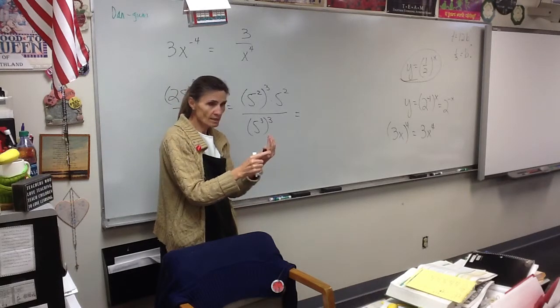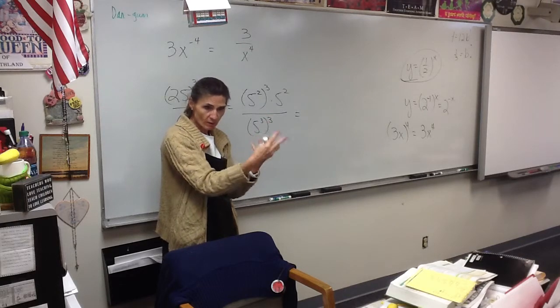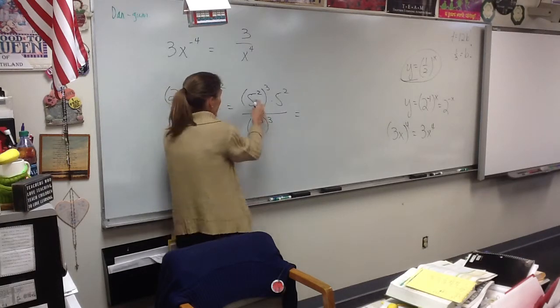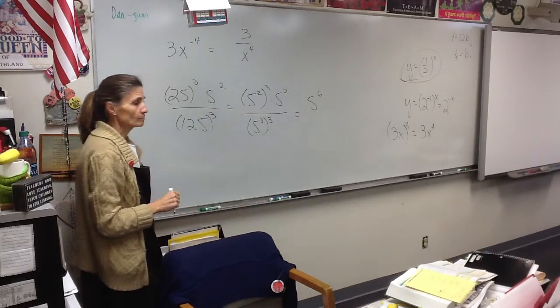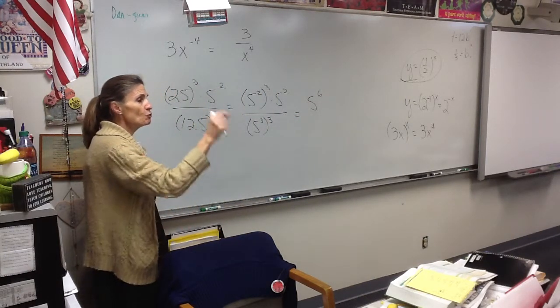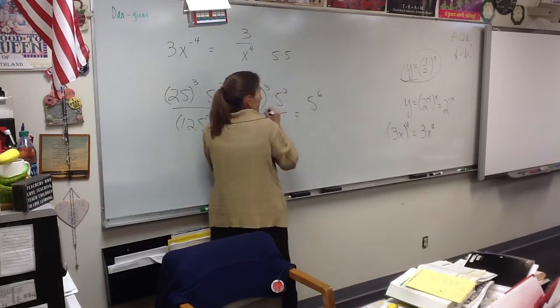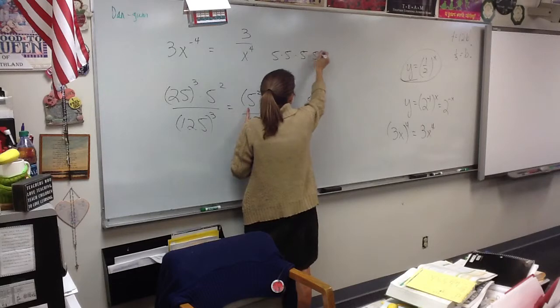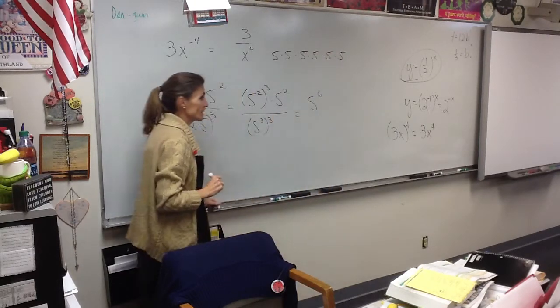5 squared is 2 of them. Another 5 squared is 2 more. Another 5 squared is 2 more. So how many is this? 5 to the 6th. If you get confused, write it out. 5 squared times 5 squared times 5 squared. What have you got? 5 to the 6th.